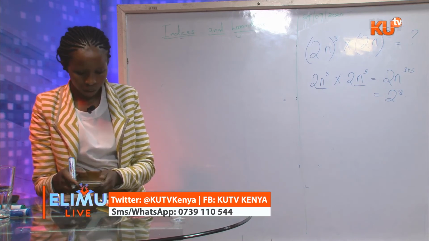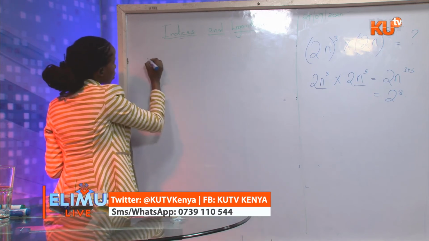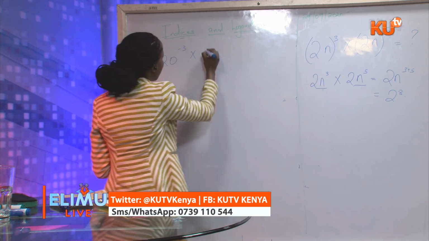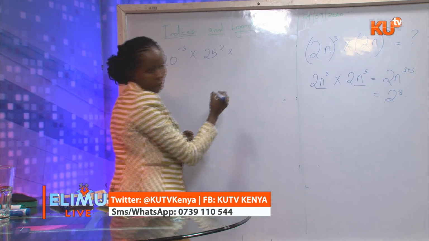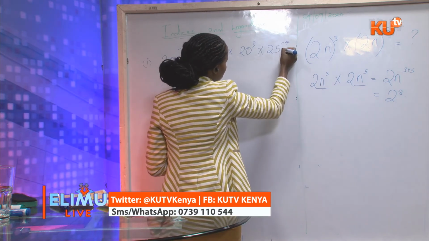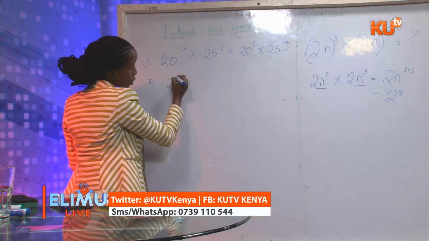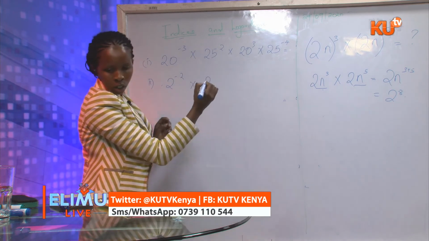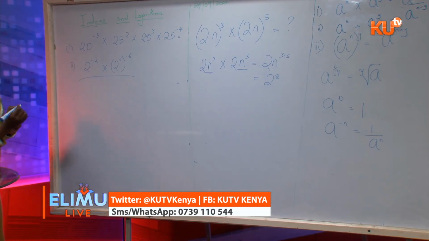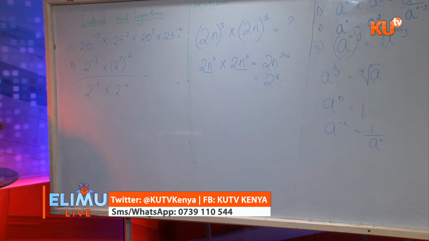So I hope you have got that. Let us look at some of the questions you will practice on back at home. If I have 20 raised to negative 3 times 25 raised to 2, by 20 raised to 3 by 25 raised to negative 4, is equal to what? You can also try this one: 2 raised to negative 6, 2 raised to 2. So you will try these ones out.